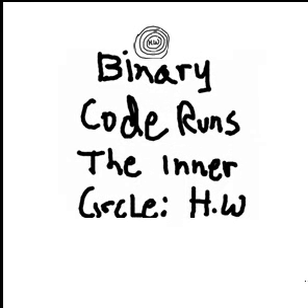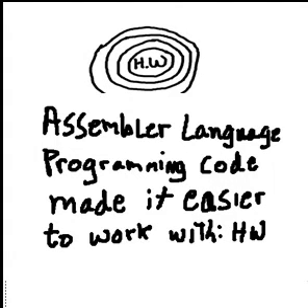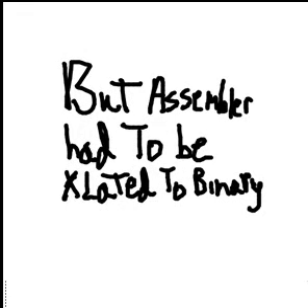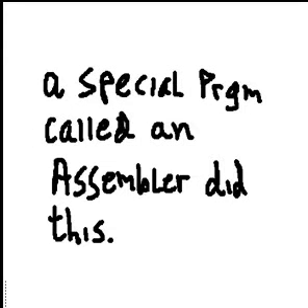Binary code runs the inner circle, the hardware. Assembler language programming code made it easier to work with the hardware, but assembler language was still difficult. And assembler had to be translated to binary. A special program called an assembler did this.